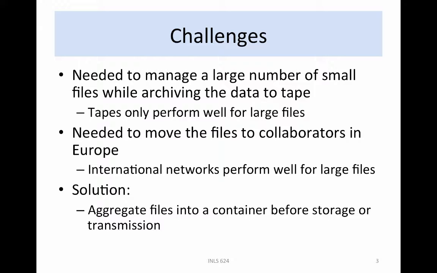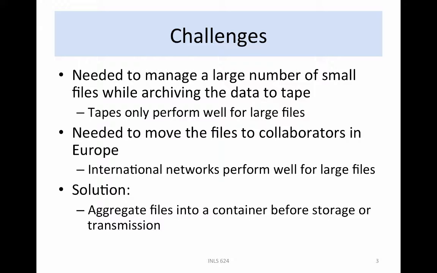The data sets from the T2K experiment were way too small for efficient storage. The solution was to aggregate the files into a 2 gigabyte container, which might hold 100 to 100,000 files. The container could be written efficiently to tape. A data management system was needed to aggregate the files into the container and manage the storage.